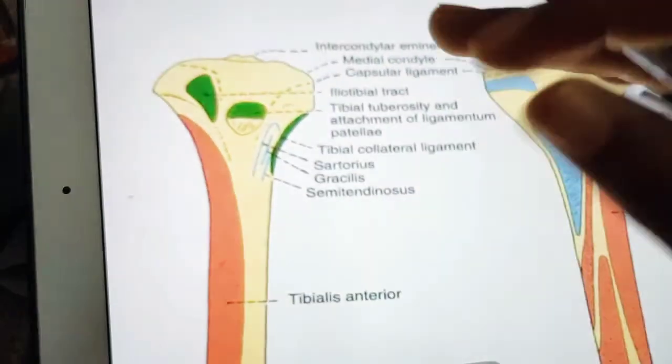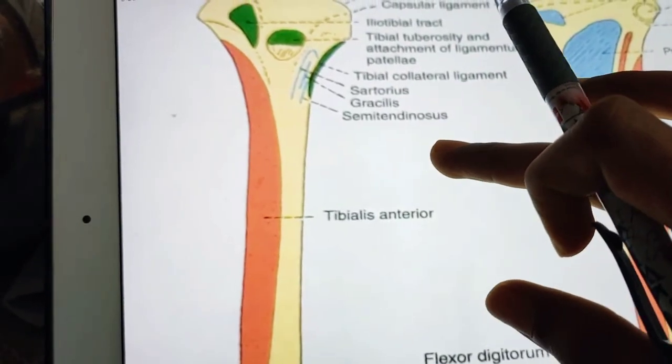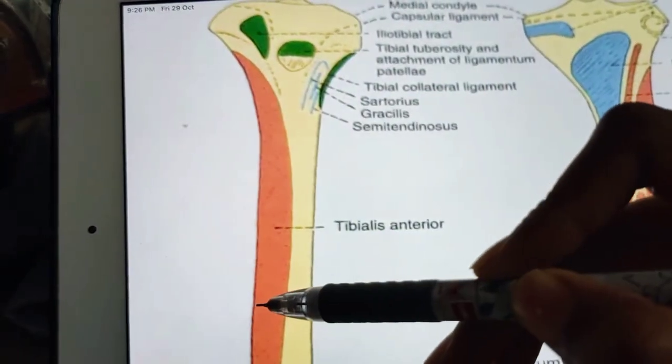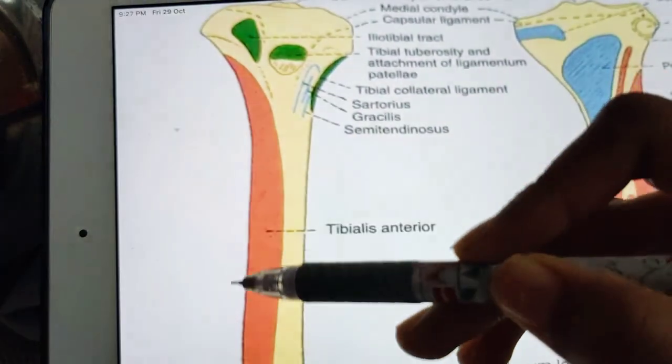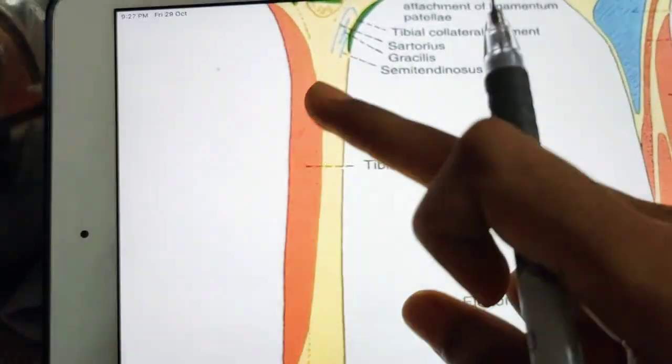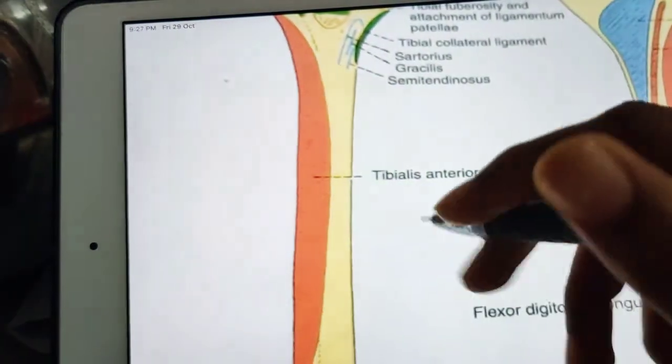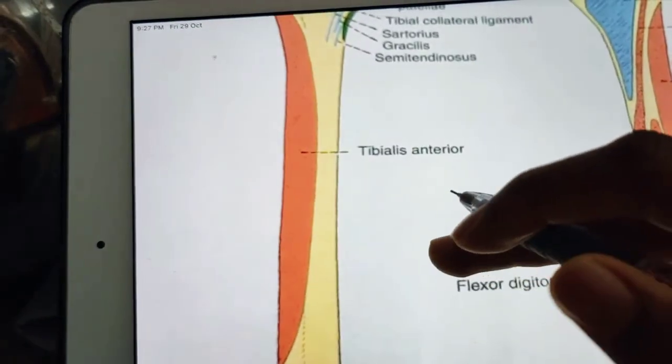Let's come into the attachment on the shaft. On the shaft first you have tibialis anterior. It arises from upper 2/3 or less of lateral surface. This is lateral surface, this is medial surface. So from lateral surface you can see there is origin of tibialis anterior.